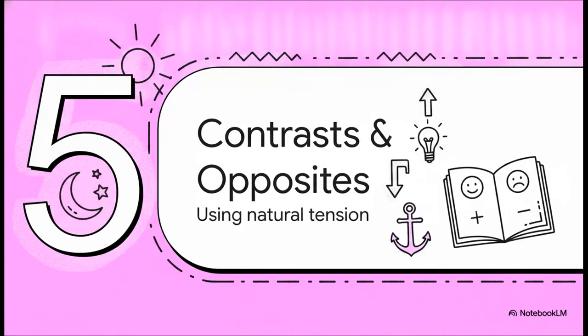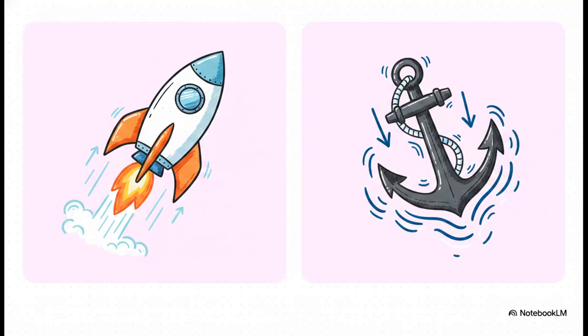Section 5. Essential Contrasts and Opposites. We're now pivoting to the real climax of our thematic strategy, using natural tension. By placing direct opposites side by side, we can basically lock meanings right into our long-term memory. Our brains just love contrast. It highlights differences and makes definitions totally pop. Take a look at this.